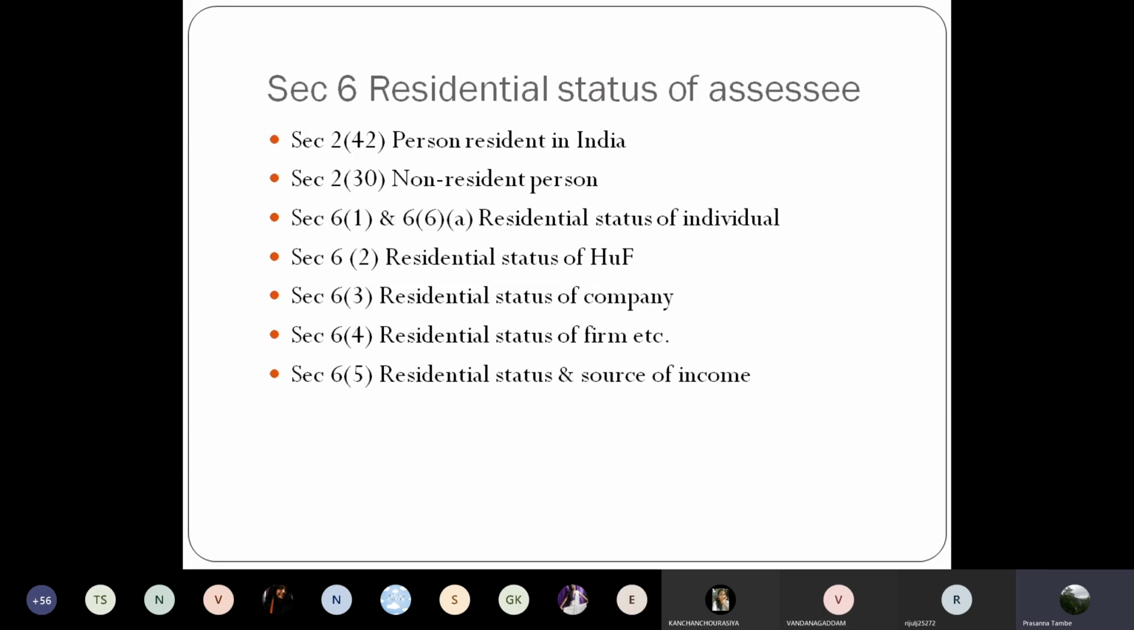Are you clear about the concept, resident, non-resident, and these couple of important points? Yes, sir. Okay.